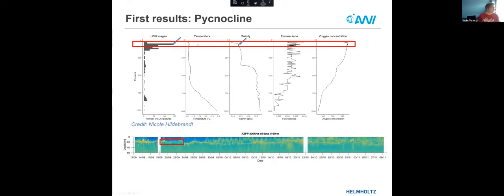And you can see that actually at this pycnocline here, there is also an increase in zooplankton. So these two features fall together, and that makes a lot of sense biologically, of course, but it's a nut for us to crack because it's difficult to separate the two in the hydroacoustic data. And I'd be really happy to hear some advice from the folks around here.